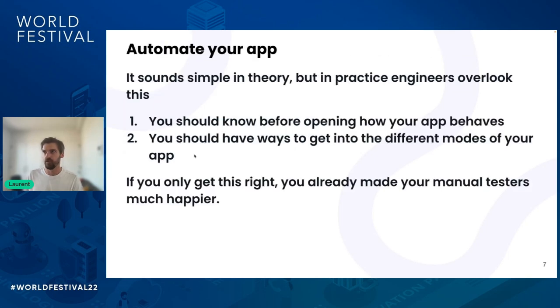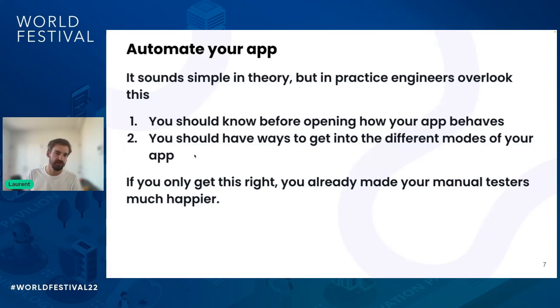So, automate your app. Clearly, this seems obvious, but this is the most important part. When you're going to do automation, you want to be able to programmatically take control of your app and do certain actions on it. For that, you need to know how your app behaves. There are two things, really. Before even opening your app, you should be able to know exactly what is going to happen when you tap the launch button, and the same for the rest. You need to be able to tell what behavior is going to happen.